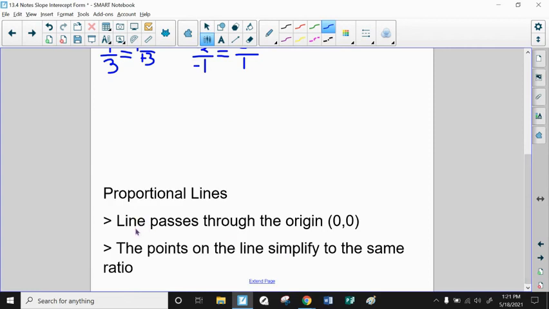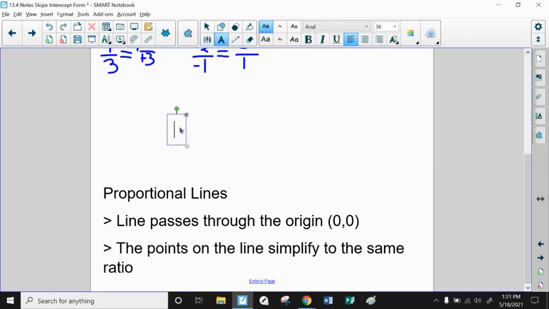Lines are proportional if they pass through the origin and if the points on the line simplify to the same ratio. So when you see an equation of a line in the format where y equals mx, you know that the line is proportional.